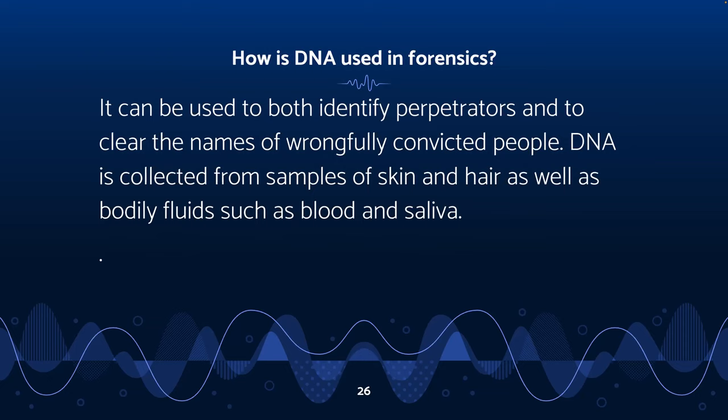So, how DNA is used in forensics. DNA can be used to identify perpetrators and clear the names of wrongfully convicted people. If you find DNA such as skin, hair, or body fluids such as blood and saliva at a crime scene, you can take that DNA, sequence it and visualize it so that you can figure out who it is. And so you can say who did it, and say that, oh, this person who is in jail for this crime did not actually do it, so they should be released.